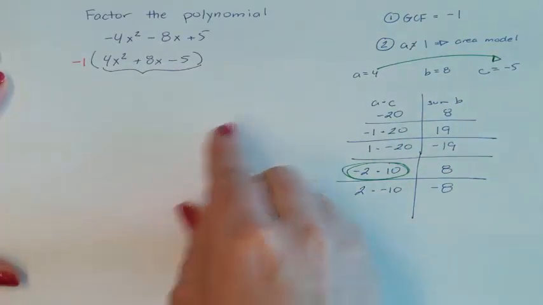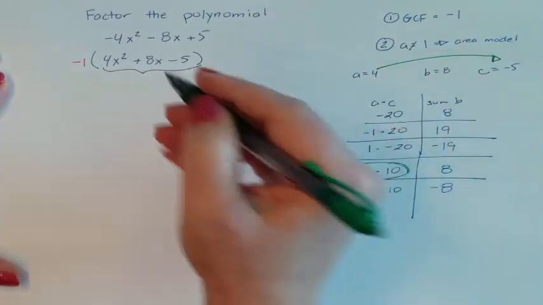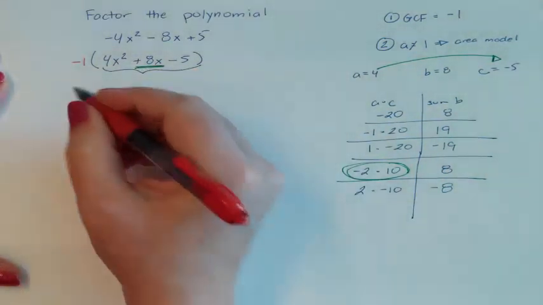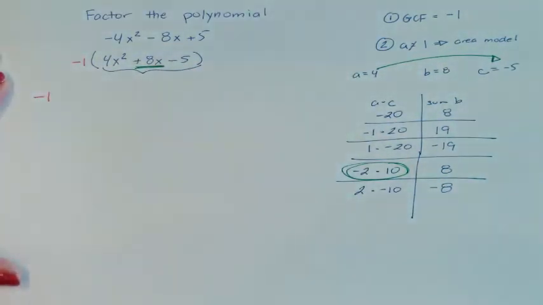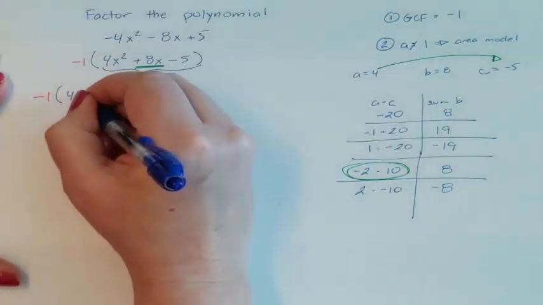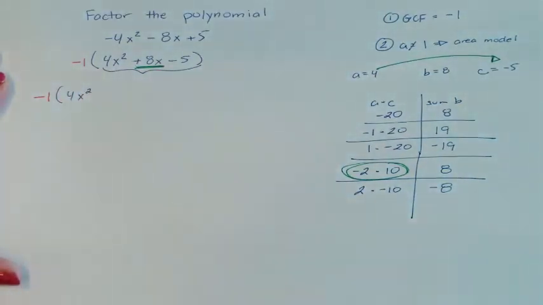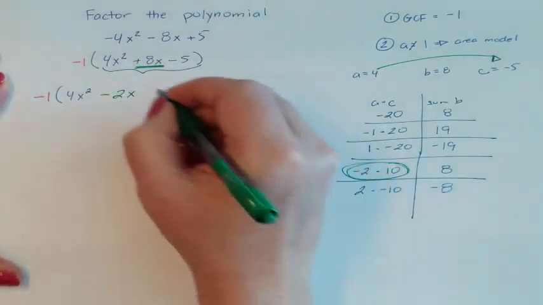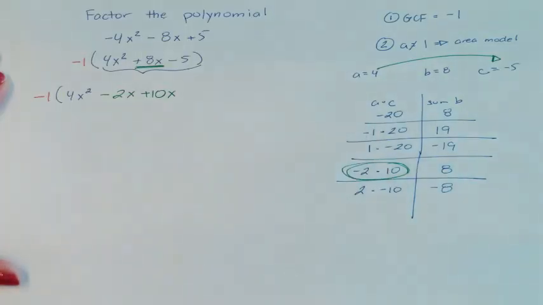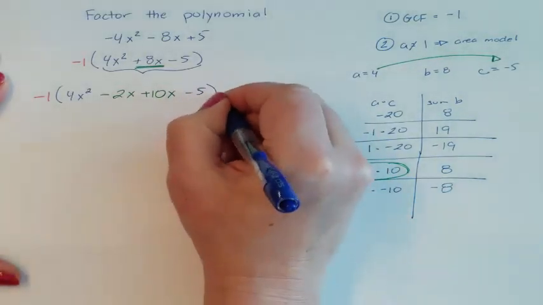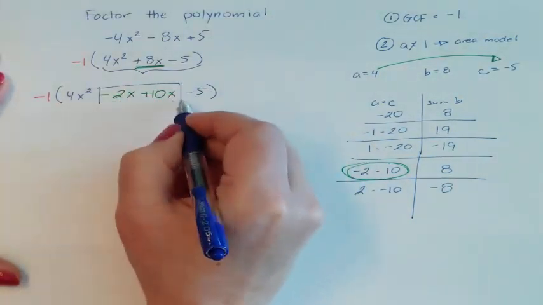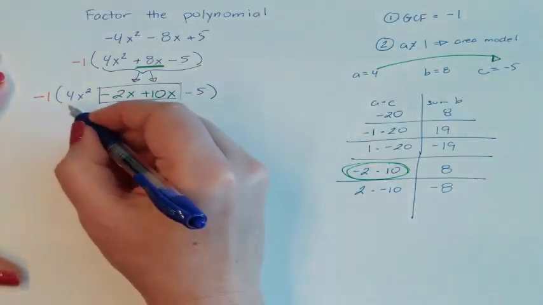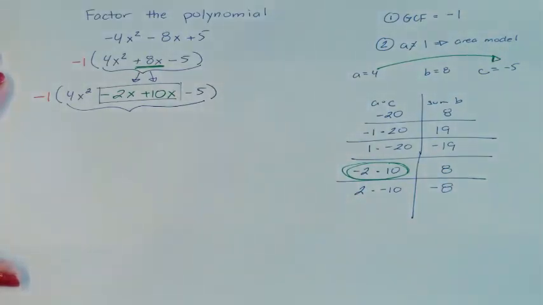So come over here. We said that we had to use the area model, which meant that we are trying to split this middle part right here into two numbers. Can't forget your GCF. The 4x squared stays as it was. We are splitting the 8x into a minus 2x and a plus 10x, and the minus 5 stays the same. We were just splitting this middle term into two so we could have 4 terms, which would allow us to use the area model on this polynomial.